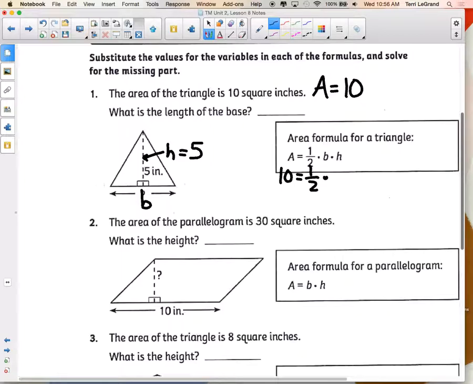Do we know the B? Oh, really? Okay. So then what are we going to put? B. Okay. And then do we know the H? Yes. What is it? 5. Okay. Well, that looks a little tricky. We got to find B.